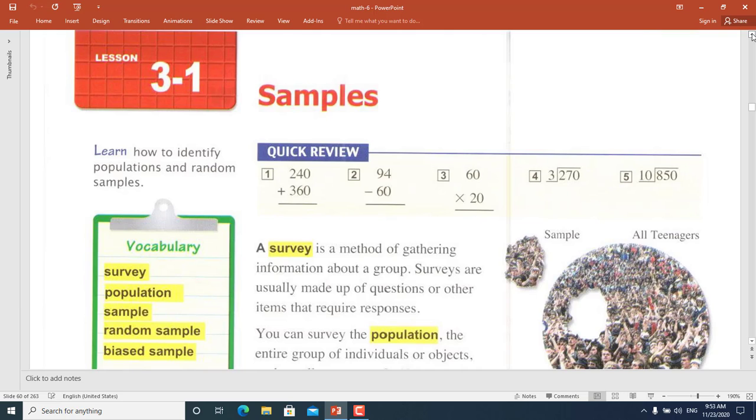Today we'll study lesson 1 in chapter 3, samples. In this lesson, we will learn how to identify population and random sample. We can open page 54.